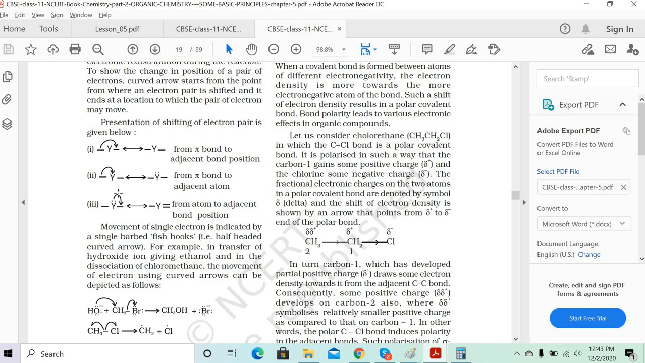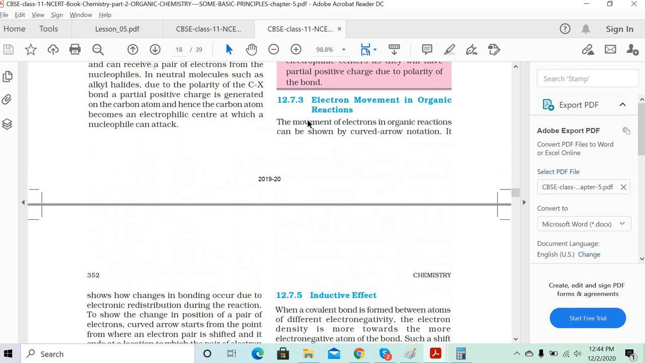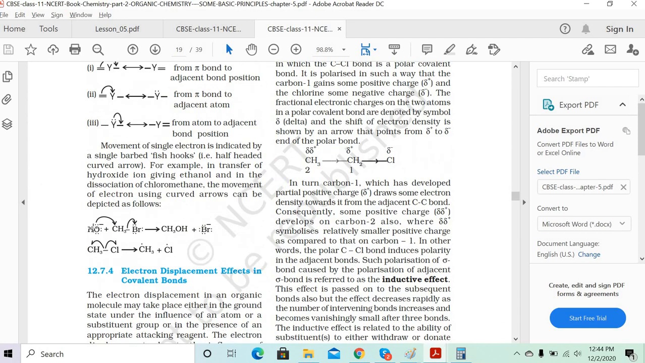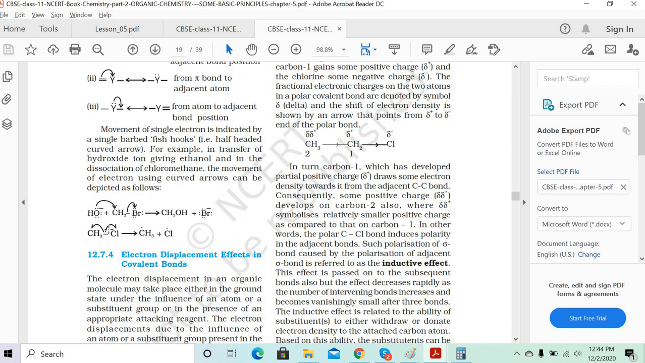You got it? So a change in position of the pair of electrons: the curved arrow starts from the point where the electron pair is shifted. Basically, it's the shifting of electron pairs. Shifting of electron pairs will result in bond formation, or it can form a lone pair of electrons on the atom itself. Clear? Yes, sir. Clear. Good. Excellent. Just read the paragraph and then write down another example, OH minus and CH3Br. Then we'll discuss this part now.